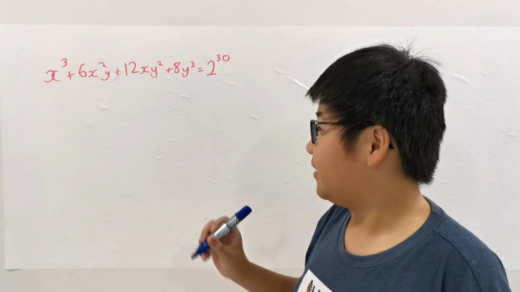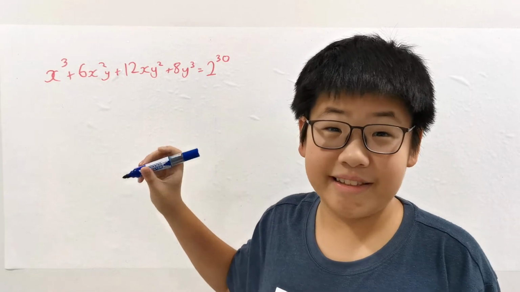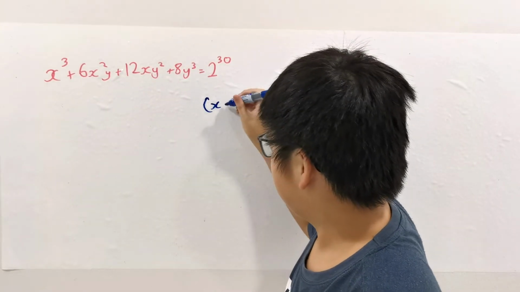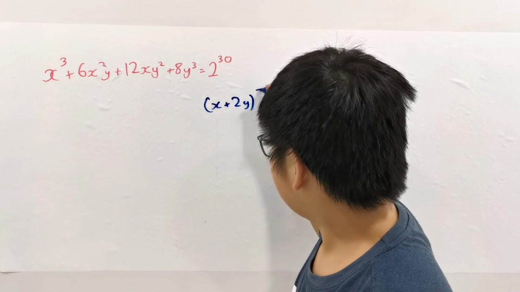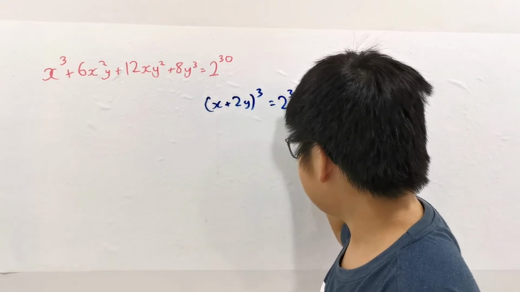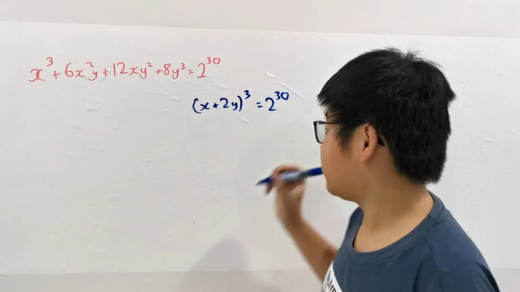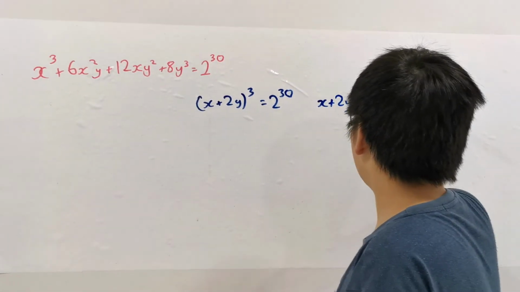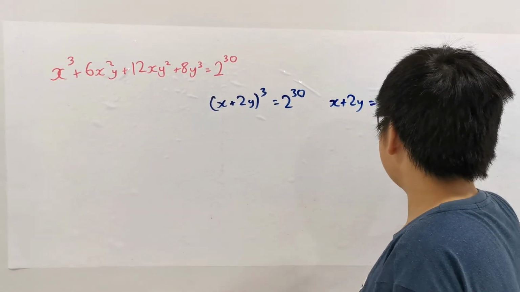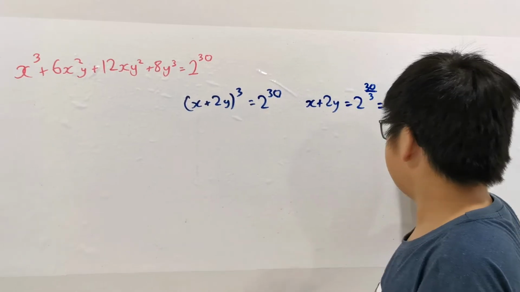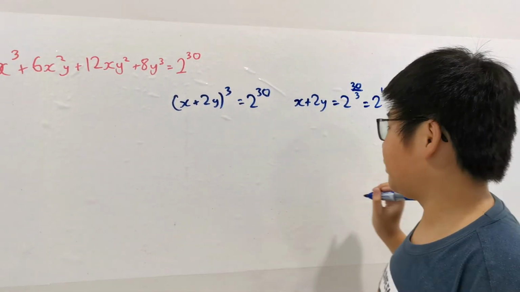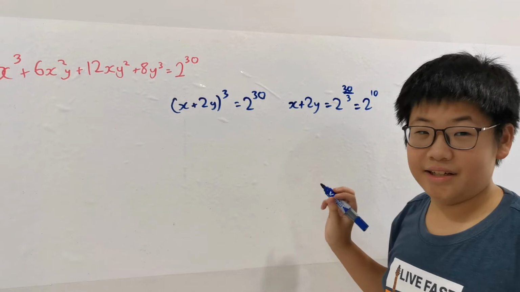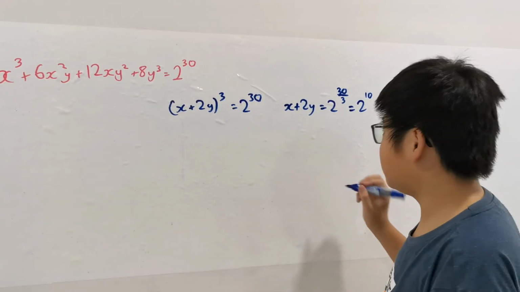If you know enough about factorization, this factorization is equal to (x plus 2y) cubed is 2 to the power of 30. And since for cube roots you only have positive roots, x plus 2y equals 2 to the power of 30 over 3, equals 2 to the power of 10. If you know your powers of 2, this is 1024, but we will expand it here, because the answers are given in special forms of powers of 2.